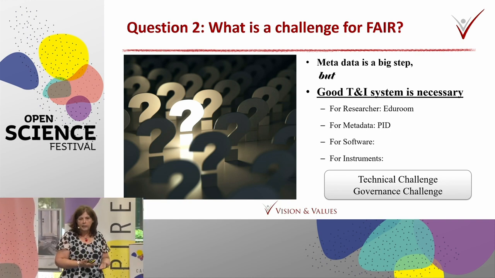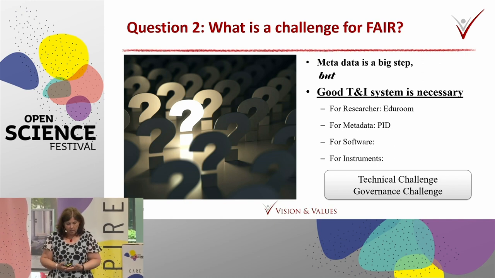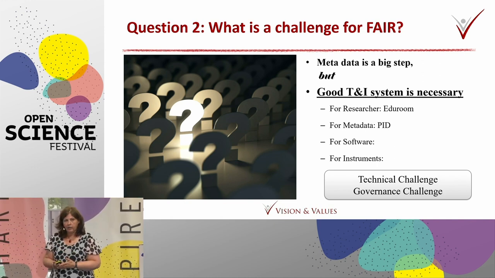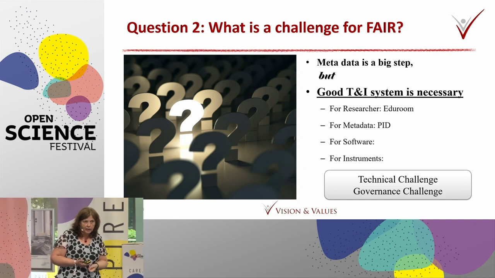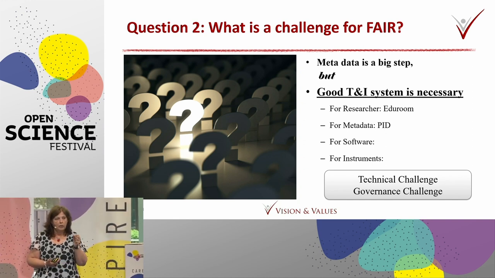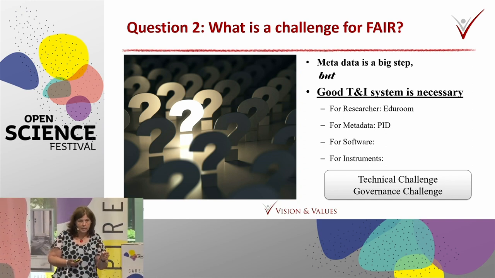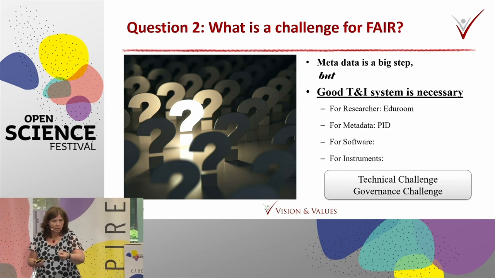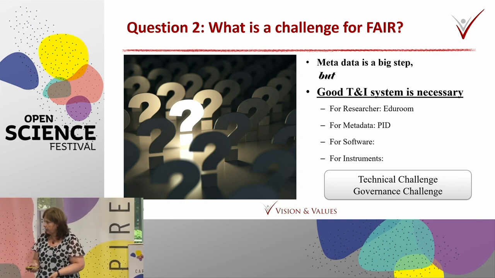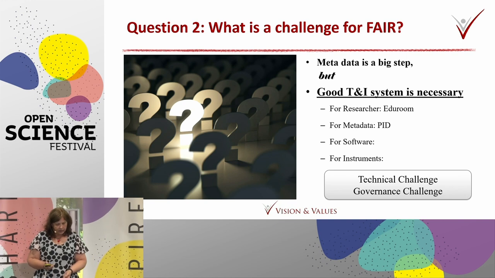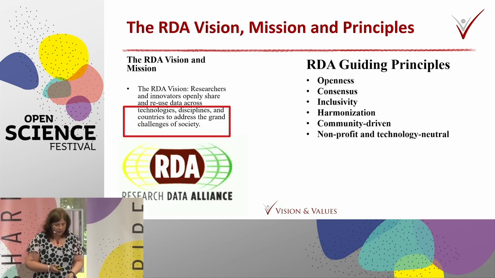We have now the PID for the metadata. It's in progress. We have something for software. And in the Research Data Alliance we are starting a working group to have a PID for the instruments. Because the instruments are changing, then, of course, the result is changing. So we have to do something about it. It's a technical question, and it's a governance challenge.